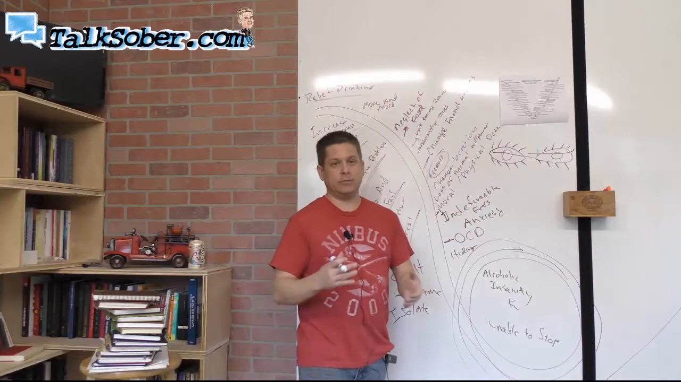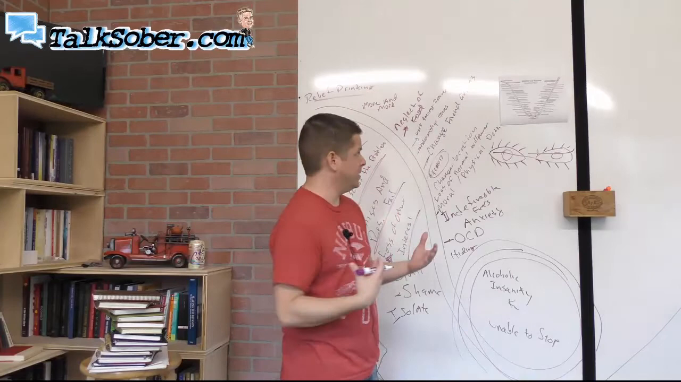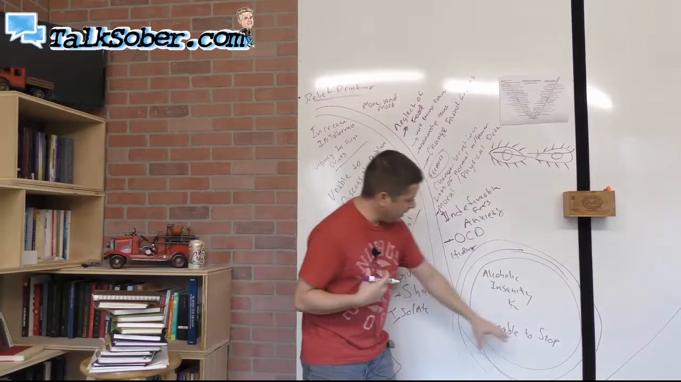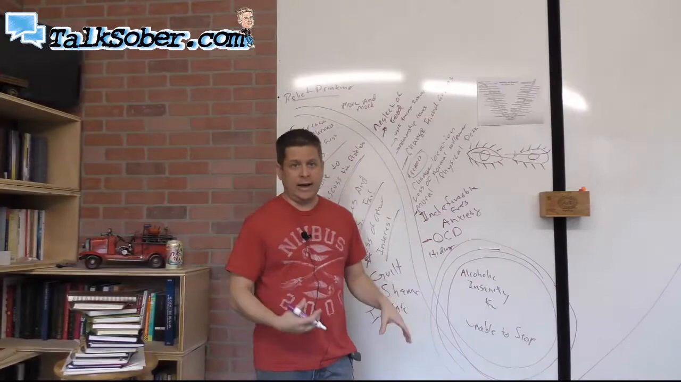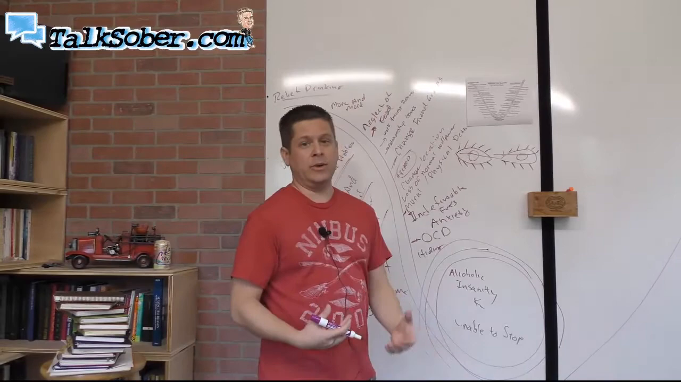And by chemical dependency, I don't mean anything weird. I just mean that your body now thinks it's dependent on this chemical. And you are continuing to drink over and over despite negative consequences in your life. And these negative consequences might be small at first, or maybe they still seem small because it's building up over time, right? And this is what we want to watch out for.